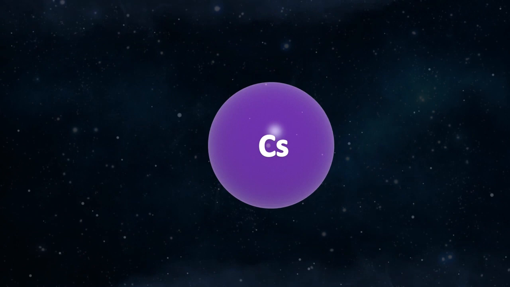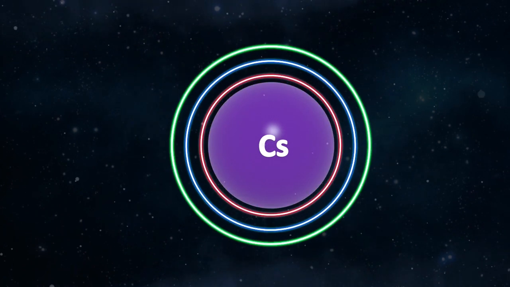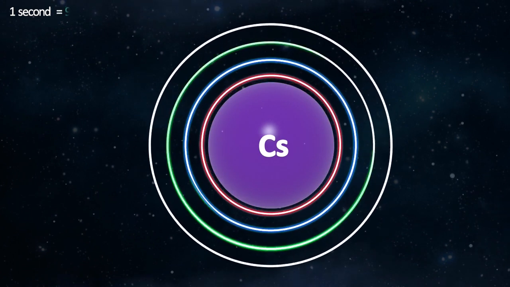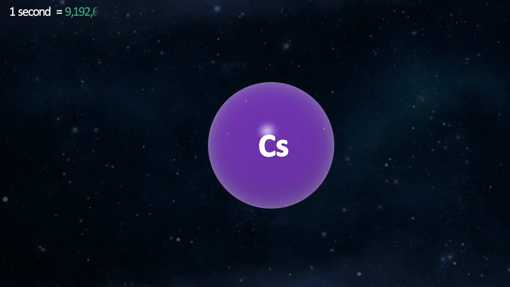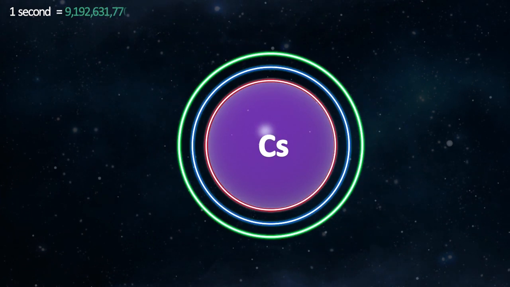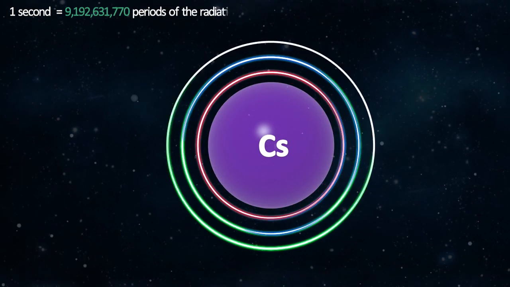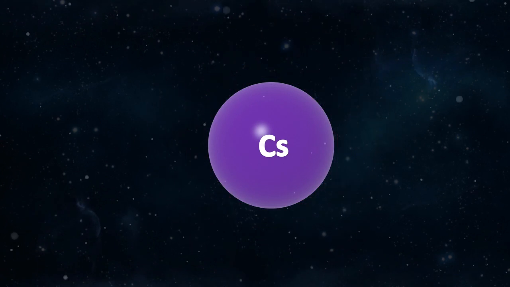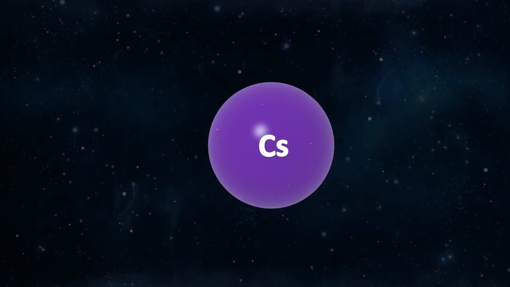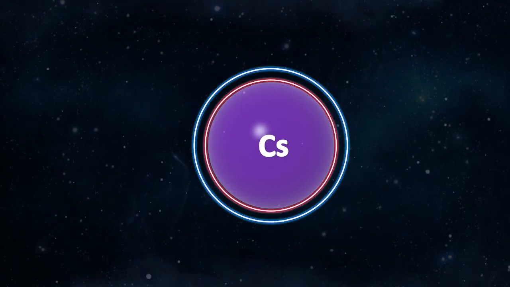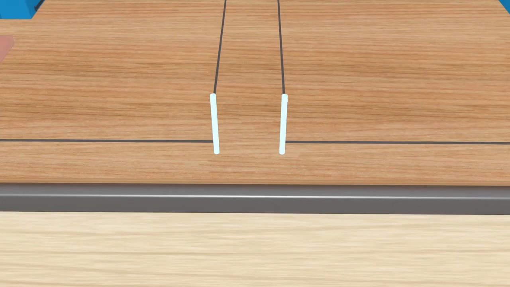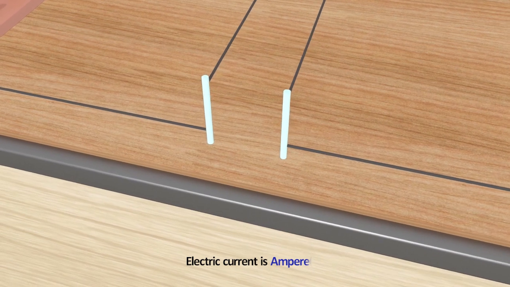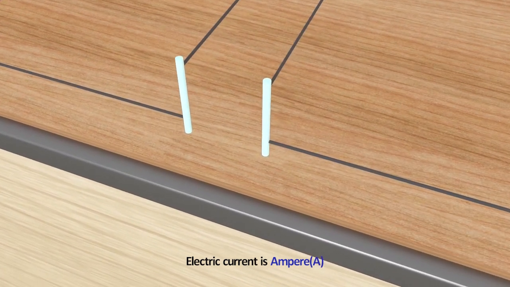Frequency is inverse of the time period. Hence, 1 second corresponds to the duration of 9,192,631,770 periods of the radiation. This way of measuring 1 second has the advantage of being measured at any location and at any time. Base unit for electric current is ampere, represented with the symbol A.